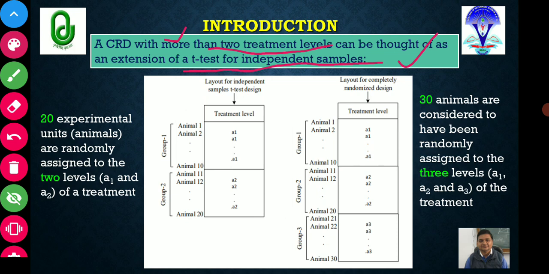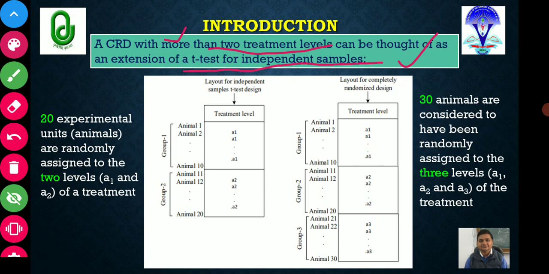But here, when you are having more than 2 means, comparison by t-test will not be possible. At a time, if you want to compare 3 means, it is not possible by t-test, because t-test only compares 2 means at a time. So for that we go for f-test, or that is CRD, or one way ANOVA.